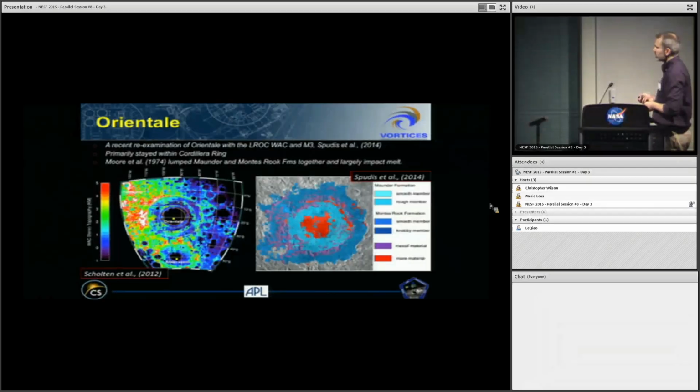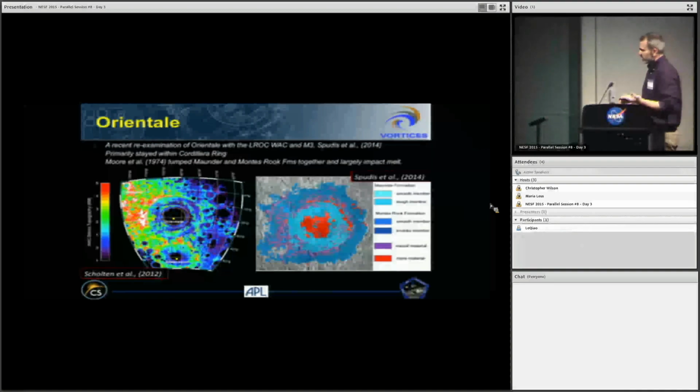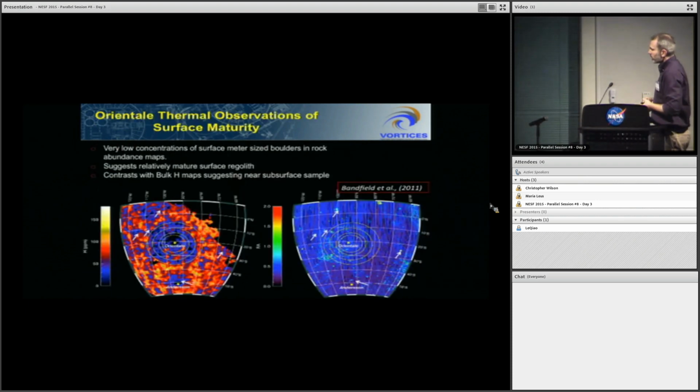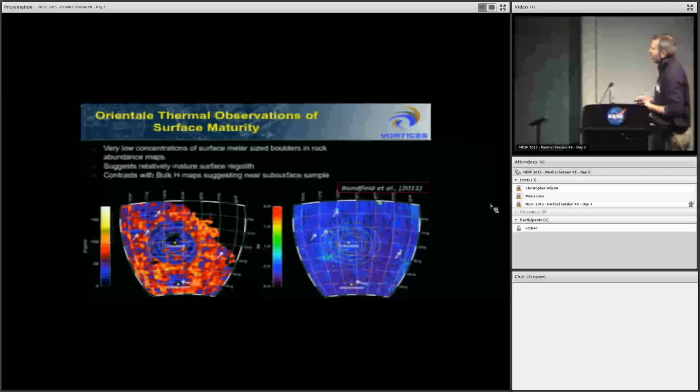One of the key things that Paul mentioned was this Moore 1974 study where he lumped the two formations together, even though they're shown discretely here. And he thought there were a lot of similarities between them, which was dominantly interpreted to be a result of just massive amounts of impact melt. And that will be pretty important in just a moment. So here's a closer look with the hydrogen maps of Orientale. See, it stands right out relative to some other data sets.